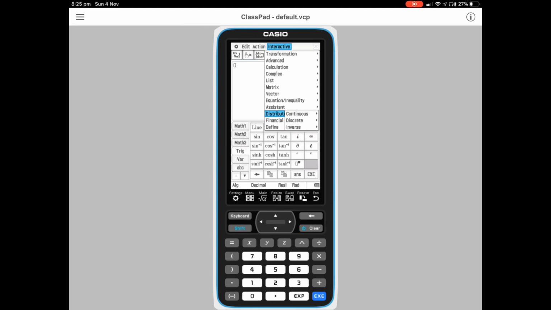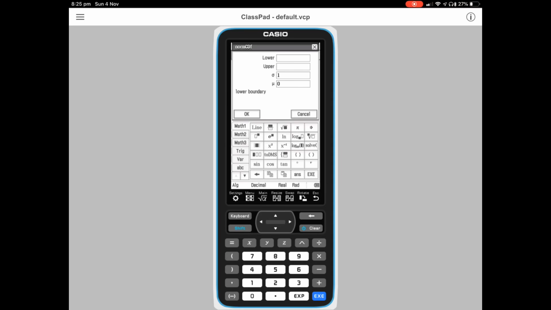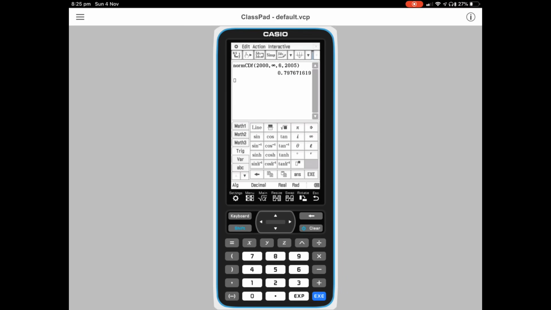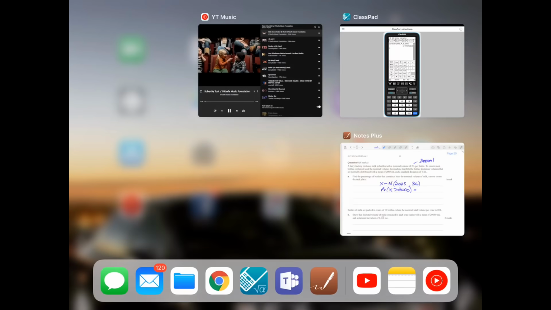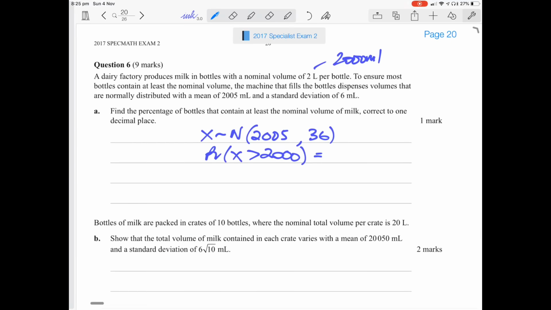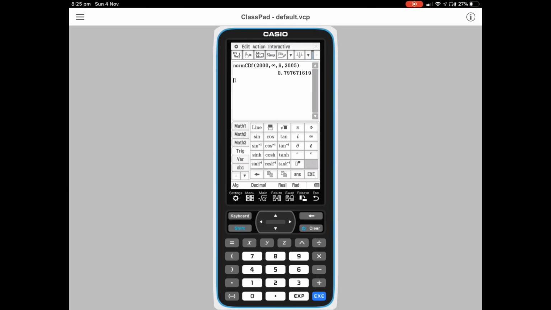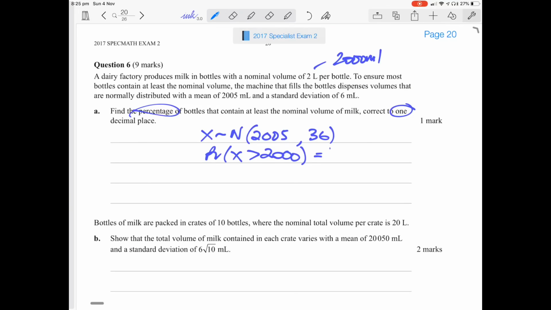Okay, interactive distribution, continuous, norm, 2000, infinity, 6, 2005, 0.7977. Find the percentage correct to 1 decimal place. Okay, so times it by 100, 79.8.